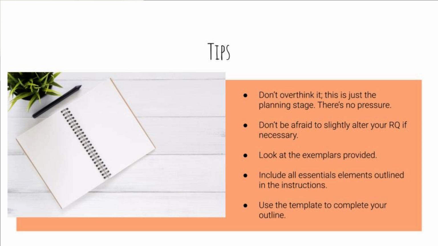Don't be afraid to slightly alter your research question if that's necessary. Look at the exemplars provided on this course. Include all essential elements outlined in the instruction. So literally just check mark, I have 9 examples, I have 9 supporting details. They are all different from each other, and so on. And use the template provided to complete your outline, all right? And this will help you to prepare for WRIT 1002.